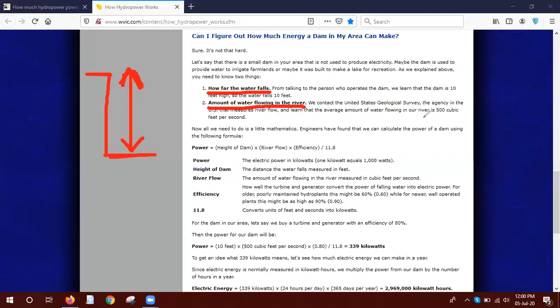Suppose in an example it is given as 500 cubic feet per second. That means the volume of water is 500 cubic feet per second, meaning every second this amount of water is flowing. So these two factors are very important for the hydroelectric power plant. The bigger these factors are, the more energy you get.